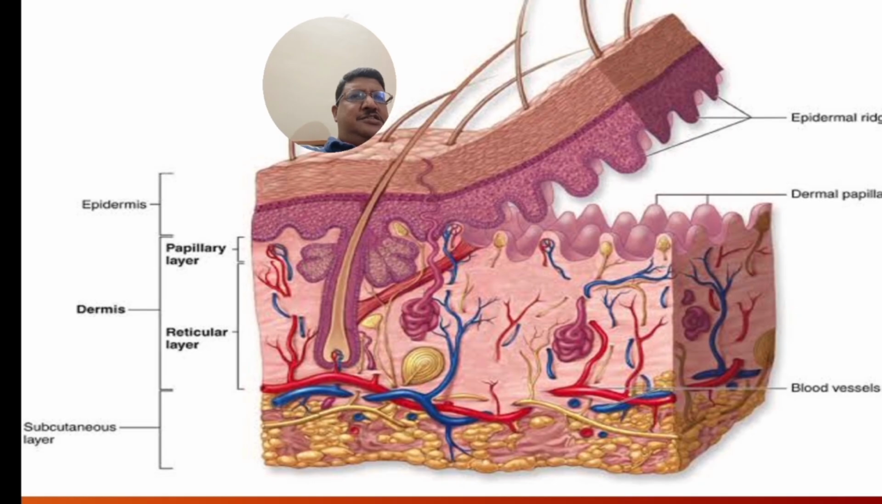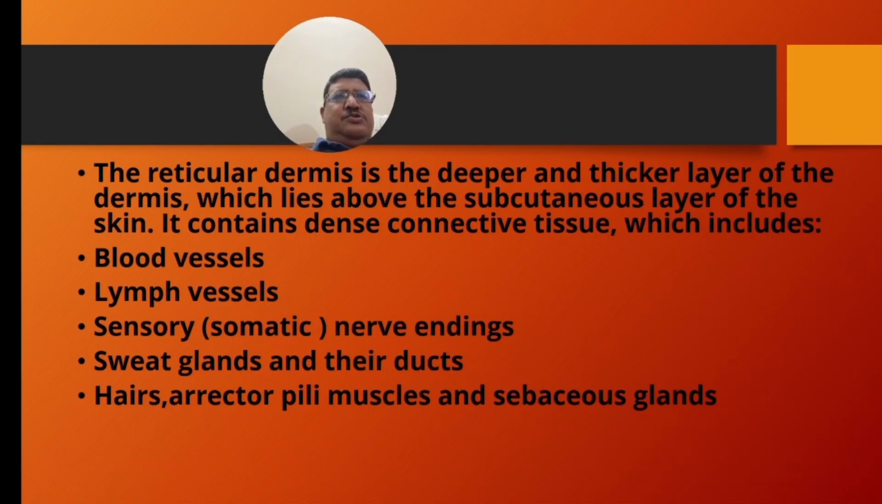This is another structure of the skin: epidermal ridges, and after that dermal papillae, and after that blood vessels. The reticular dermis is a deeper and thicker layer of the dermis which lies above the subcutaneous layer of the skin. It consists of dense connective tissue which includes blood vessels, lymph vessels, sensory somatic nerve endings, sweat glands and their ducts, hair, erector pili muscles and sebaceous glands.